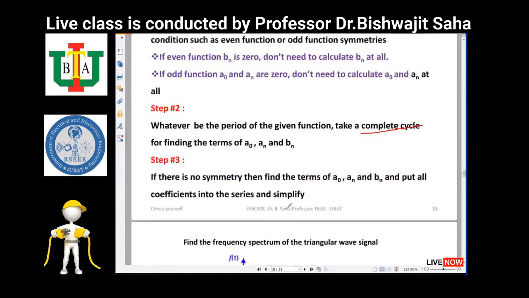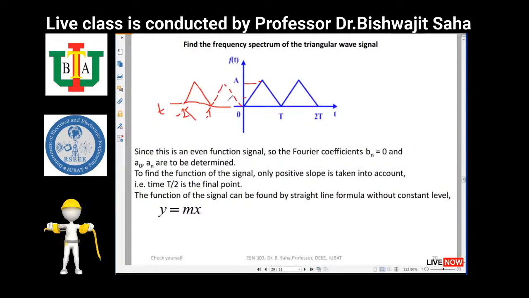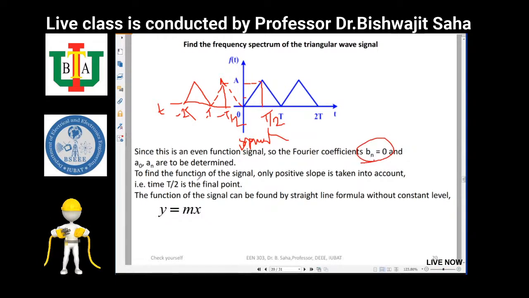So this is a triangular wave shape. This is an even function symmetry signal because we can cut down at this point, and the amplitudes are the same at minus t and t. So f of minus T by 2 is A, f of T by 2 is also A. Both are the same, so they are even function symmetry signals. Okay, so Bn is 0. You need to calculate An and A0.